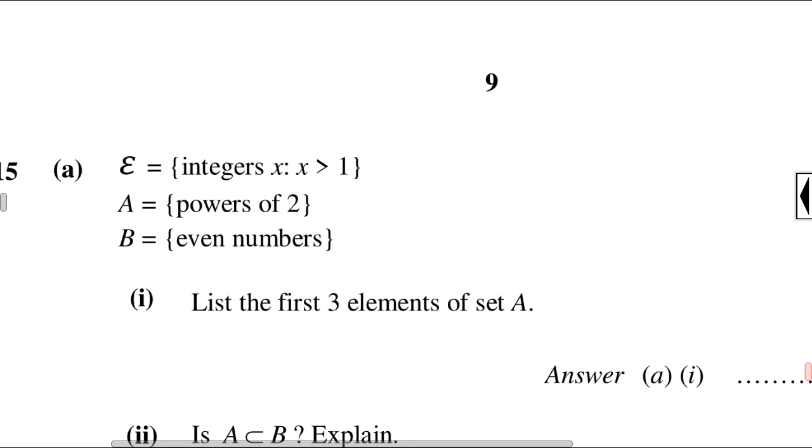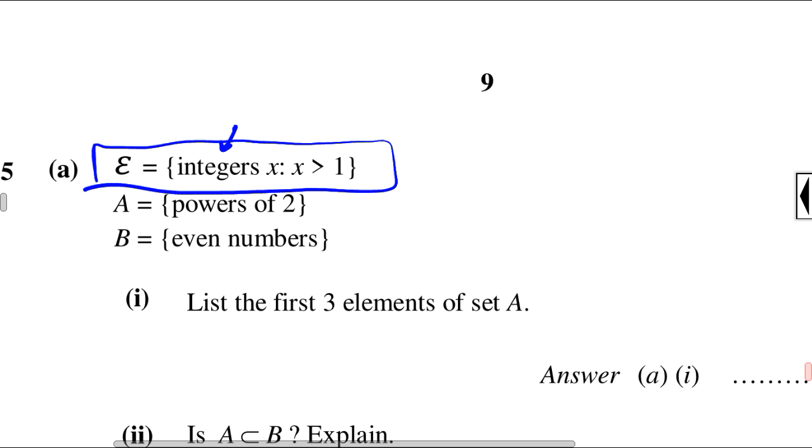Okay, now, do you know this thing? What does it mean? So can you give me an example? One. Wrong. 2, 3, 4, 5, 6, 7. Okay. Now, power of 2 means what?